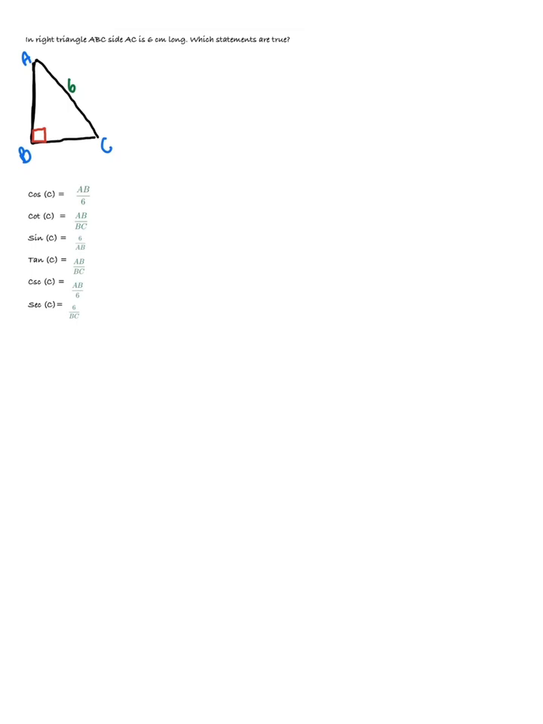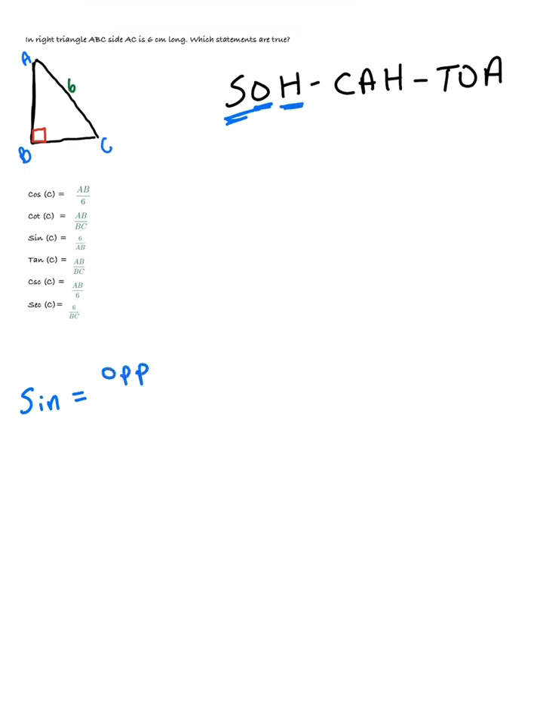We're going to have to remember two little rules here. The biggest rule is we have to remember SOHCAH, which is a little way of remembering sine, cosine, and tangent. The S represents sine, and that's equal to opposite over hypotenuse. I'm going to abbreviate the word opposite and divide by hypotenuse.